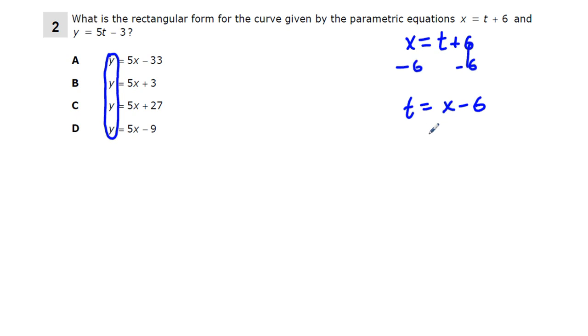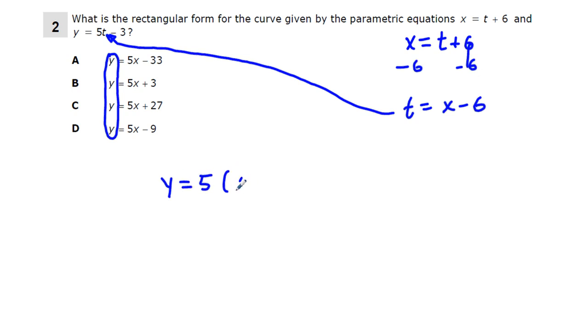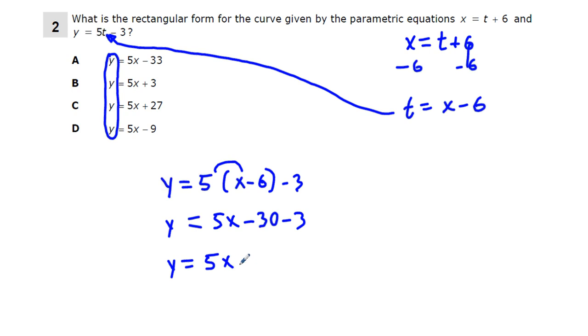And then we can replace this t right here with x minus 6. So we're going to get y equals 5 times quantity x minus 6. And then we got to bring over this minus 3 here. And then working below, we get y equals 5 times x, and 5 times -6, which is minus 30. And then we have minus 3. So we have y equals 5x minus 33.